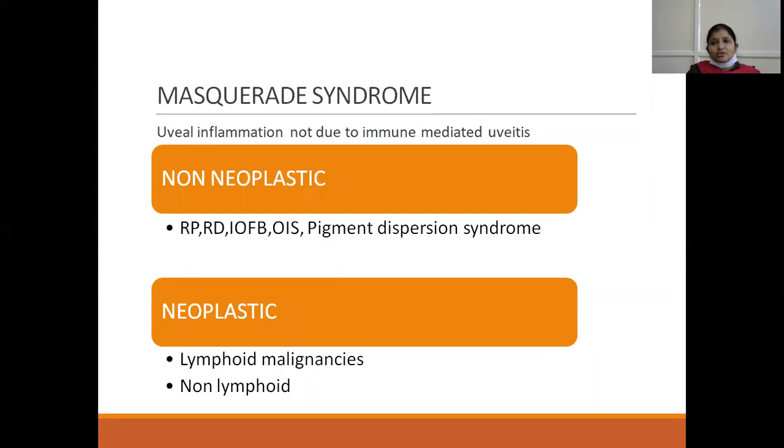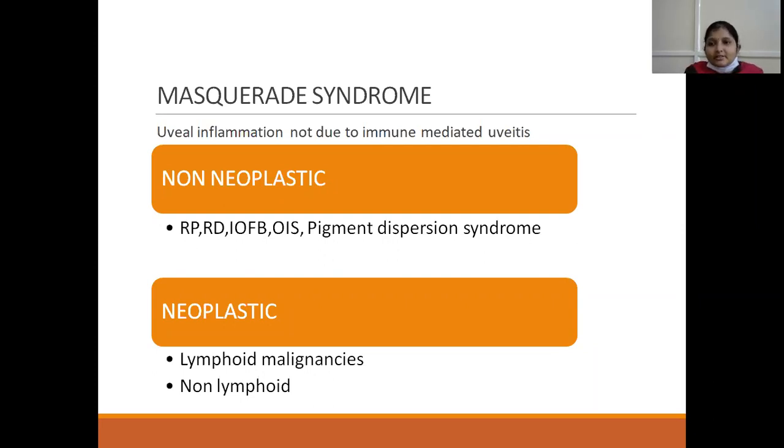So what are the various neoplasias causing masquerade syndrome? They can be either lymphomas or non-lymphomas. Lymphomas include primary CNS lymphoma and melanomas, as well as Hodgkin lymphomas and leukemias. All these can lead to masquerade syndrome. Next are non-lymphoid neoplastic syndromes. These are retinoblastoma, choroidal malignant melanoma, etc.